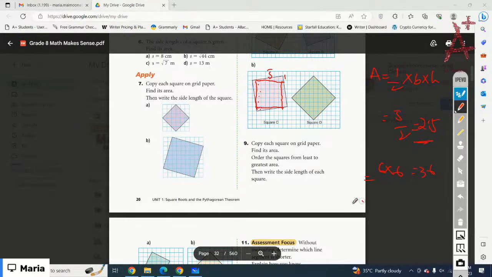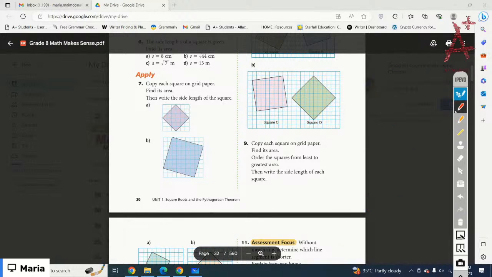You have to add up the areas of all the shapes. 36 plus 2.5 plus 2.5 plus 2.5 plus 2.5. Got it? It would be 46. The area of this square is 46. Got it? That's how you calculate the area of the square.